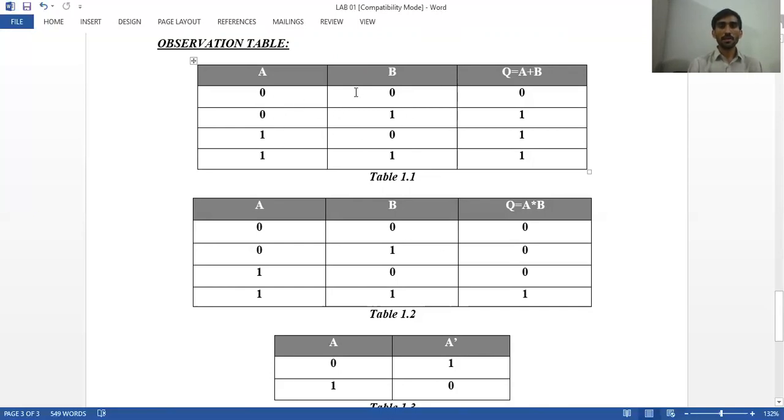So when both inputs are 0, 0, then output is 0. When inputs are different, then output is 1. If any input is 1, then output is 1. When both inputs are 1, then output is 1.